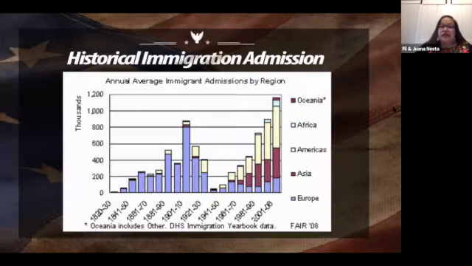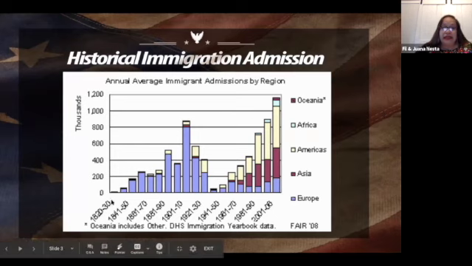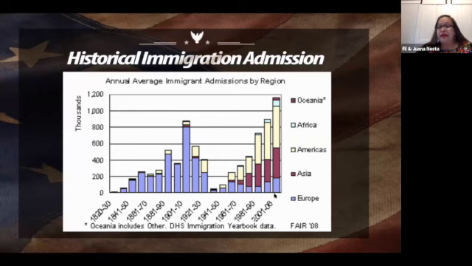This first slide that I'm going to show you, I want you to really look at this slide and look at the graph. From the 1820s until the early 2000s, this graph shows us that the majority of immigrants were coming from Europe. You can see how the majority of the immigrants coming into the US were European. And then we see that the next highest number is Americas.